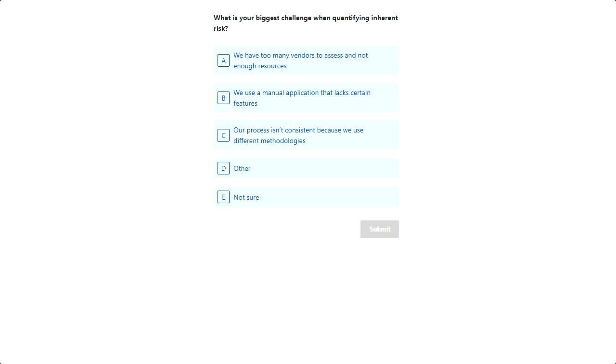This poll question is, what is your biggest challenge when quantifying inherent risk? We have too many vendors to assess and not enough resources. We use a manual application that lacks certain features. Our process isn't consistent because we use different methodologies. Other or not sure.